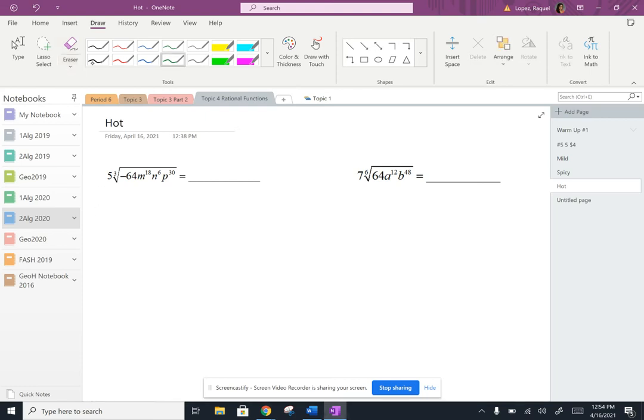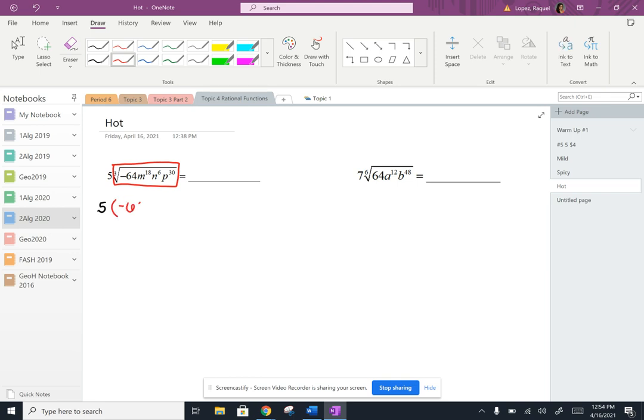Alrighty, Algebra 2, let's go ahead and get started with these two problems. So the first thing I'm going to do is bring down this 5, and that's going to come along for every step of this problem. The next thing I want to do is to rewrite this whole thing as an exponent. So let's go ahead and do that.